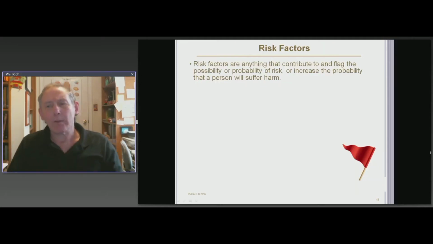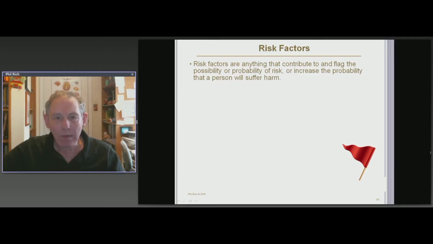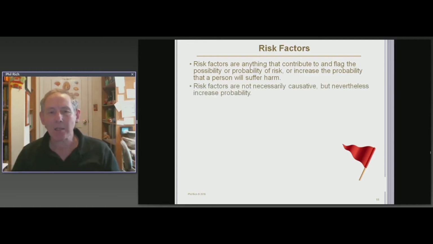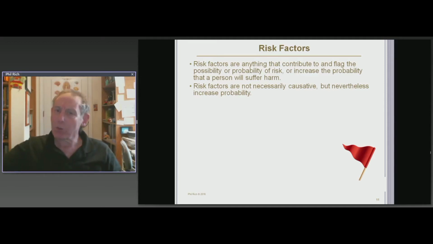So those are examples of external risk factors, and in some significant way, particularly when we think about clinical risk, which is what we're going to be talking about, we think about the combination of risk factors that are both internalized and in the external environment. Risk factors, what do we mean? It's anything that really flags the potential or somehow increases the probability that someone's going to suffer harm. Risk factors don't necessarily cause harm, but they certainly increase the probability of harm.